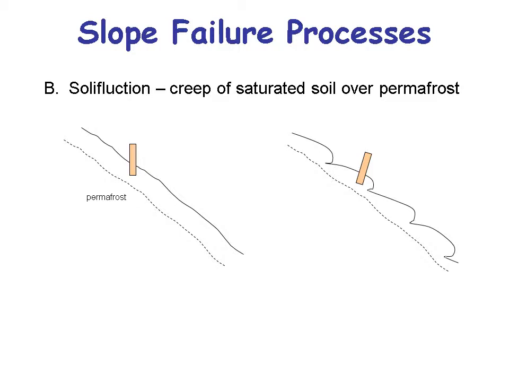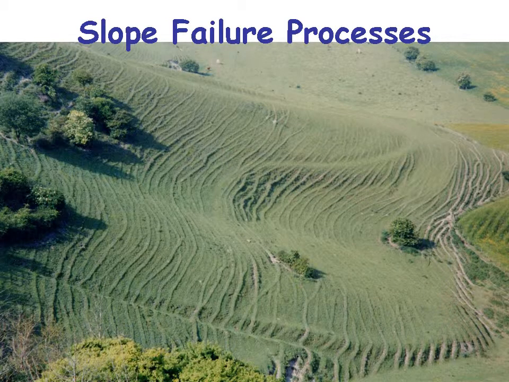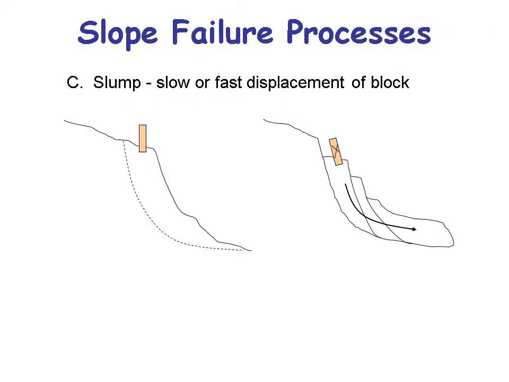Solifluction is the creep of saturated soil over permafrost. We don't have permafrost here, but if you lived up in Alaska, northern Alaska, you'd have permafrost. So it's the creep of saturated soil, i.e. soil that's saturated with water, full of water, over permafrost. And here you get an example of solifluction.